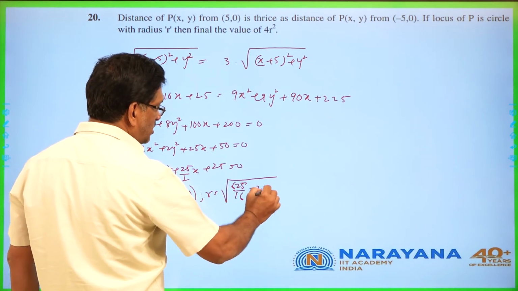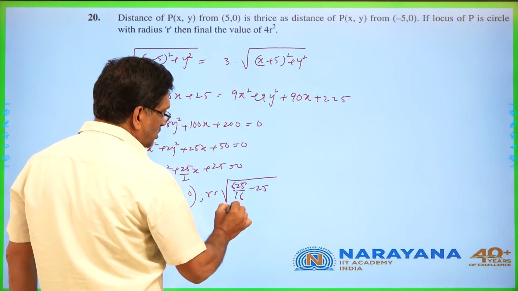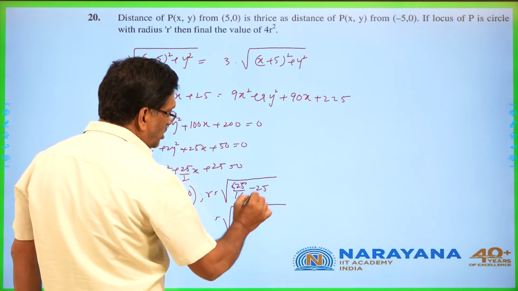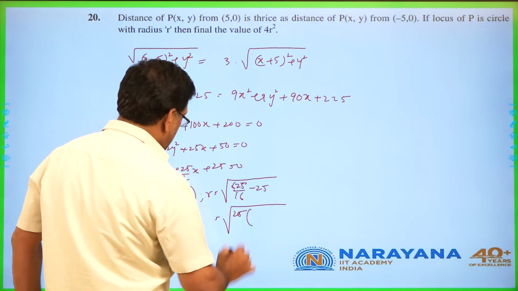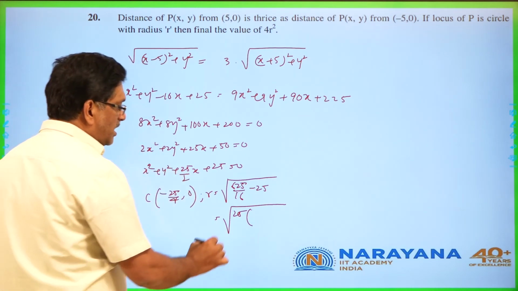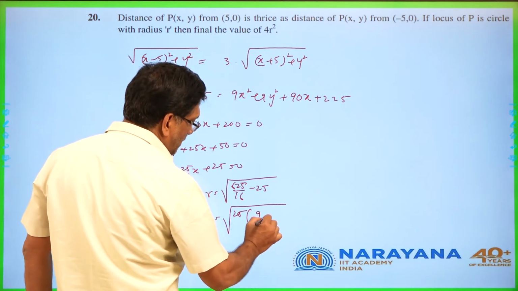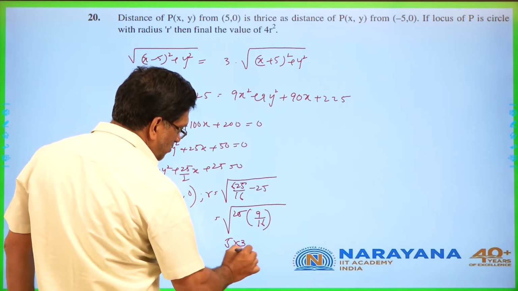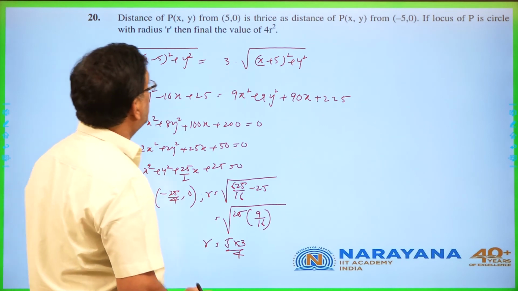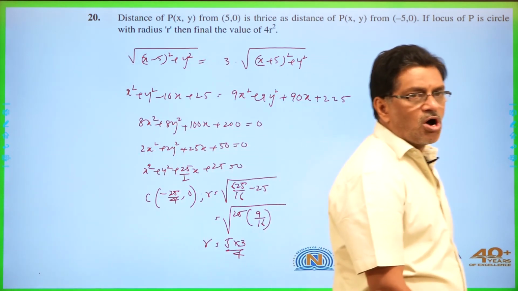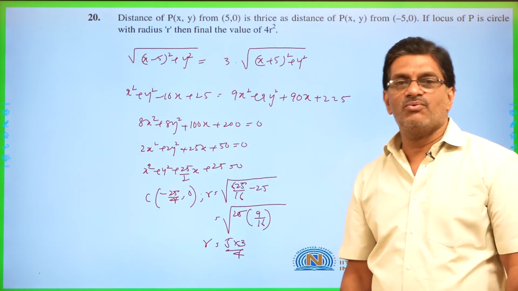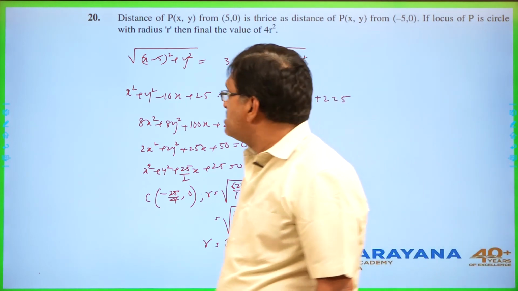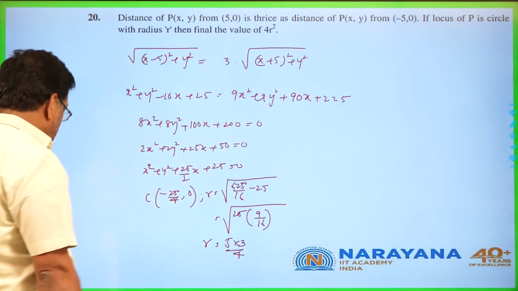625 by 16 minus 25. That is, if you take 25 common, it is 25 times (25 minus 16) by 16, which is 9 by 16. It is 5 into 3 by 4. That is the radius. He is asking for the r square value. Simply we can compute. Right? This is question number 20.